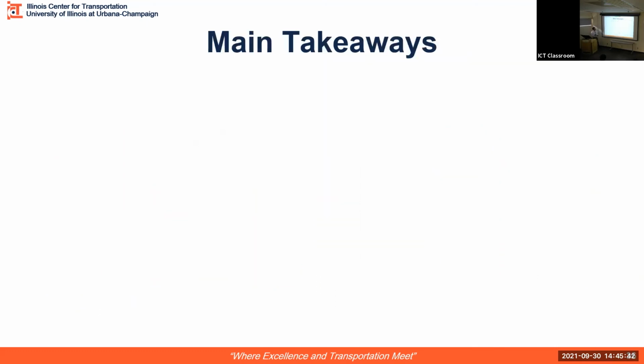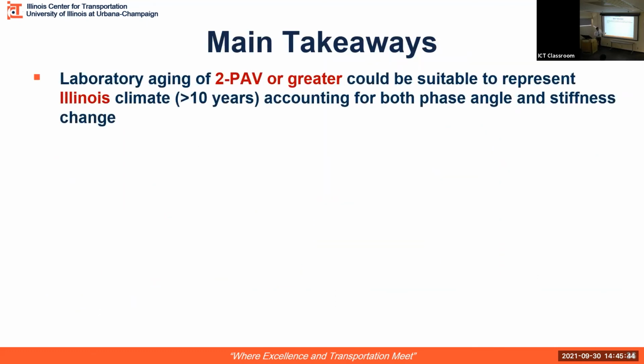So, the main takeaways, including one of the parameters which I didn't mention because of the time constraint: the impact of field aging on binder stiffness and phase angle was different. The way it aged the binders, from a stiffness perspective, the aging was more significant. From the phase angle perspective, it was not as significant when we compare it to PAV aging levels.